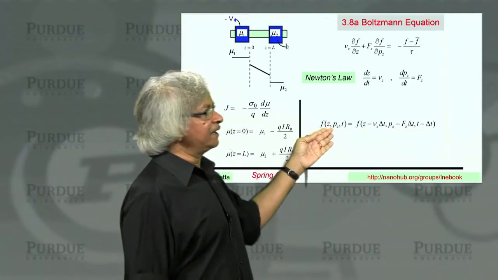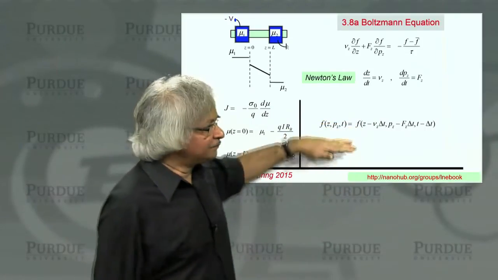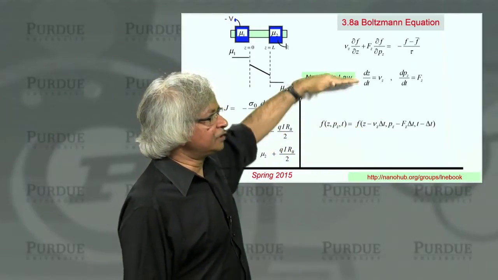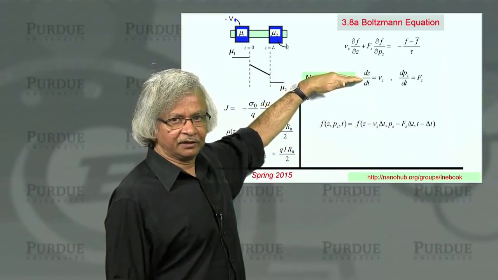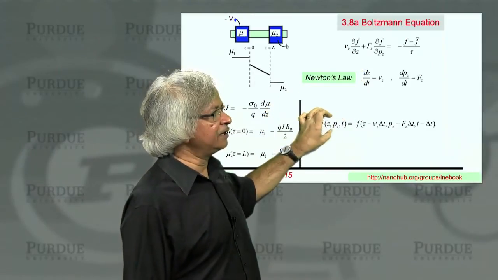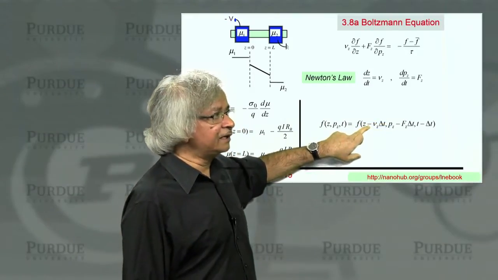So this statement then connects this viewpoint, which you could call a collective description, to the individual particle viewpoint here. This is how an individual electron moves. This is how the distribution evolves. That would be the connection.